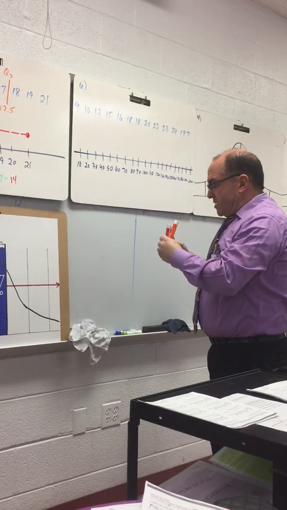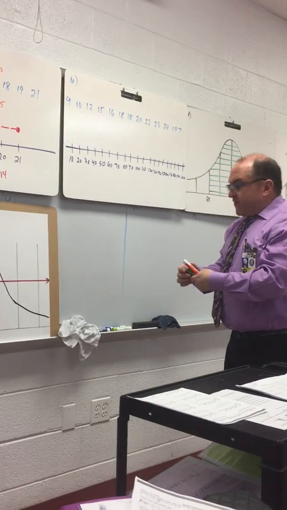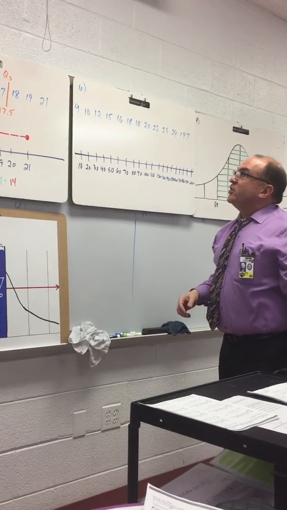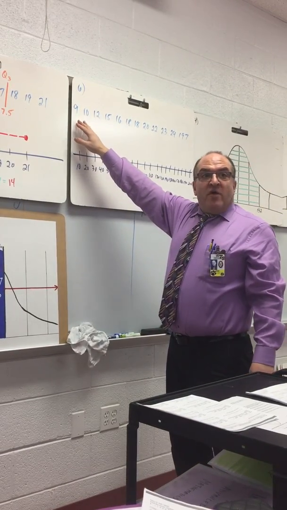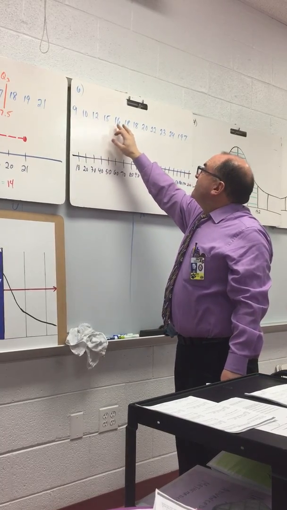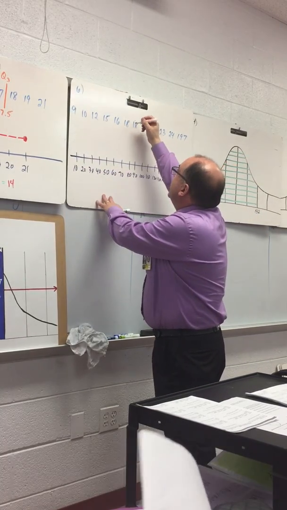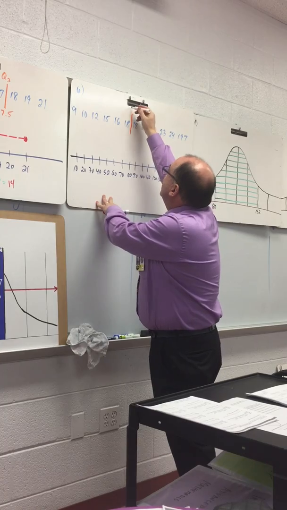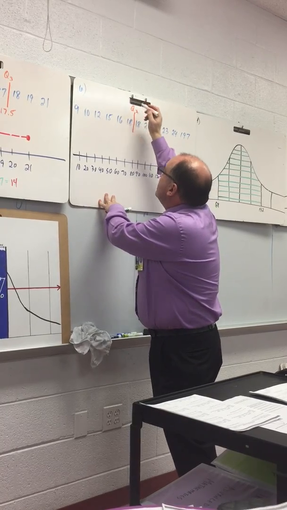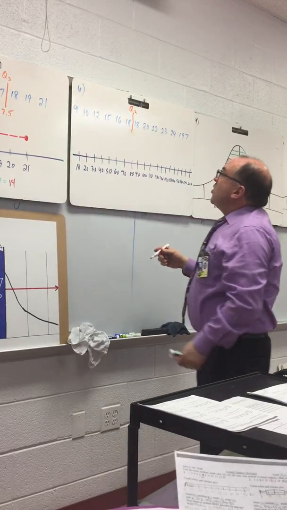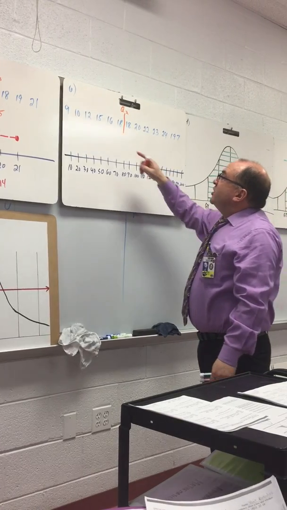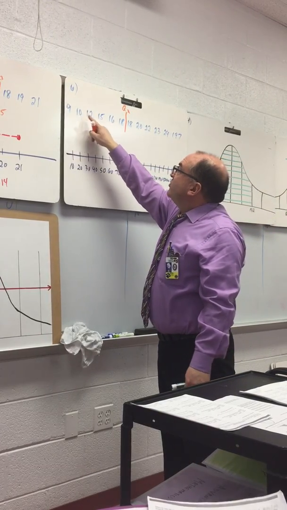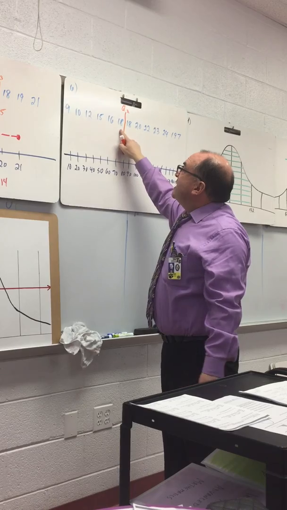Okay. Now, where's your Q2? There's 12 numbers again. 1, 2, 3, 4, 5, 6. Between 18 and 18, that's your Q2, or your median, which is 18. What is your Q1? Go 1, 2, 3. There's 6 numbers here. What's halfway?